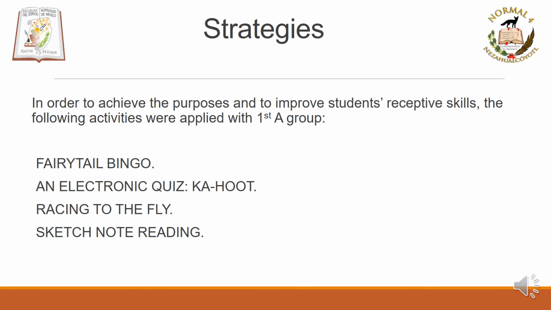And finally, I have the sketch note reading. There are several readings in the student's book, as well as in the reader's book, and this sketch note helps me to mime what the reading says in order for them to understand what the reading is trying to tell them. It helps them because they write the vocabulary that they don't understand, and they get that new knowledge. If they don't know the words, they can learn them with this strategy.